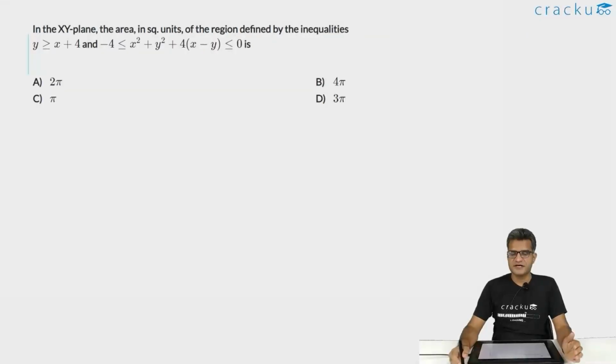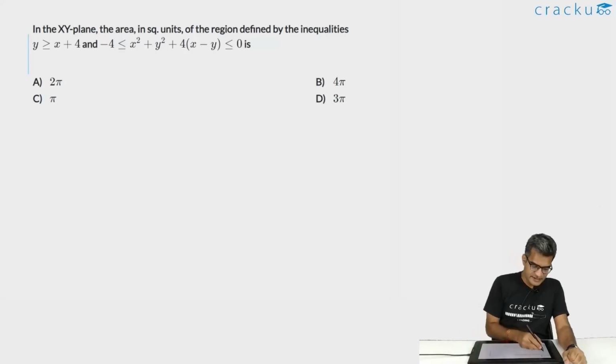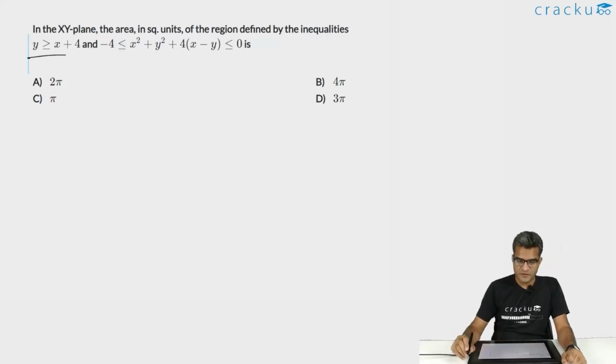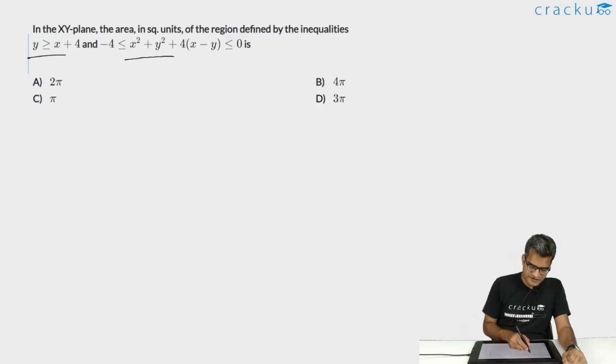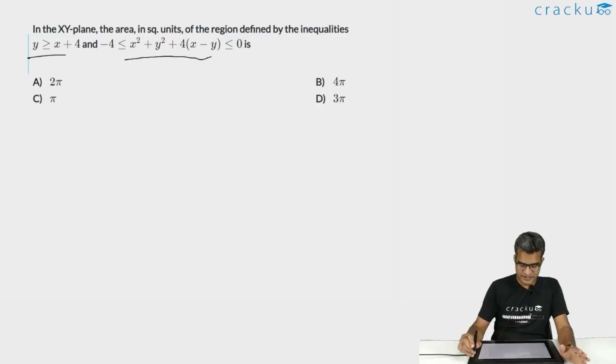In this question, we are asked to calculate the area that is bounded by the inequalities. Y is greater than or equal to x plus 4. And x square plus y square plus 4x minus y is less than or equal to 0 and greater than or equal to minus 4.